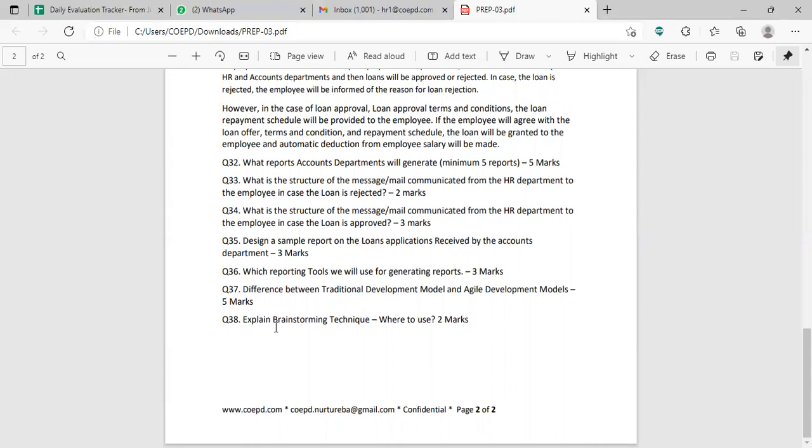So here, please give us 5 differences between your traditional development model and agile development. Traditionally, here could be waterfall, V model or spiral model, and agile. So think and pull out what could be the difference between the traditional and agile, and put 5 differences. And the last question, the 38th question here, is about the brainstorming technique. What is a brainstorming technique and where should we use it?